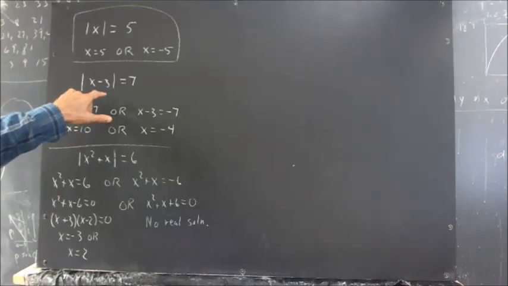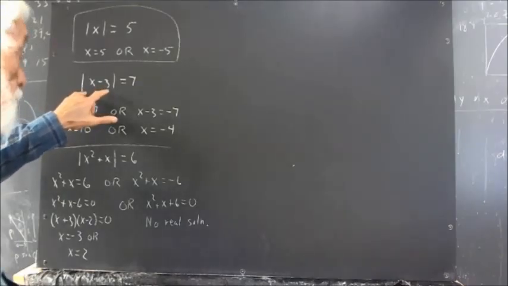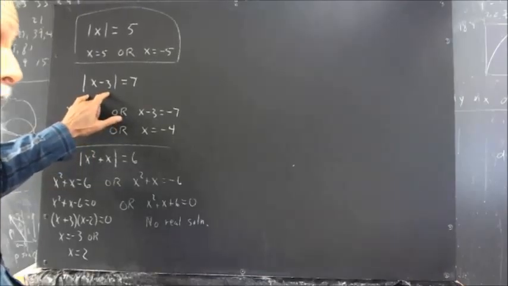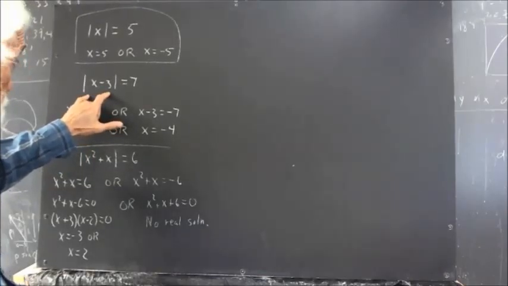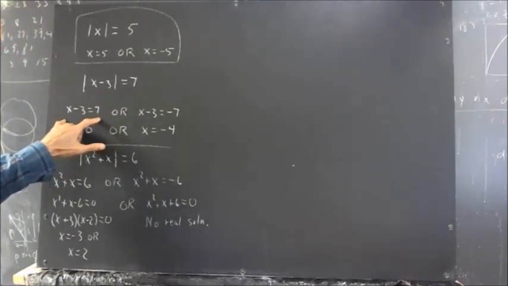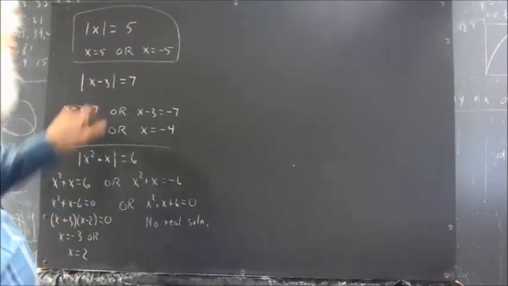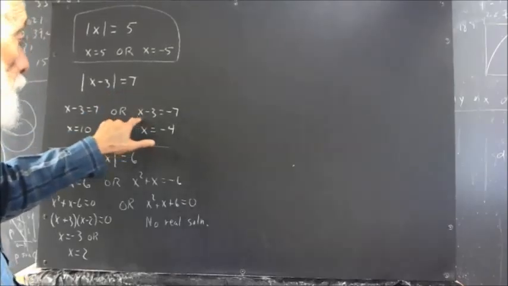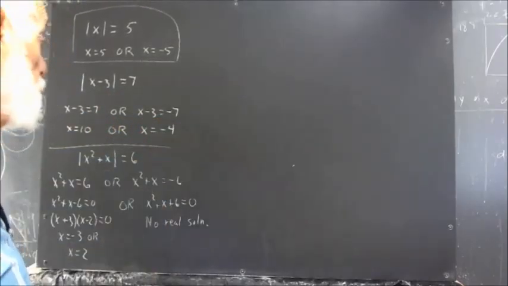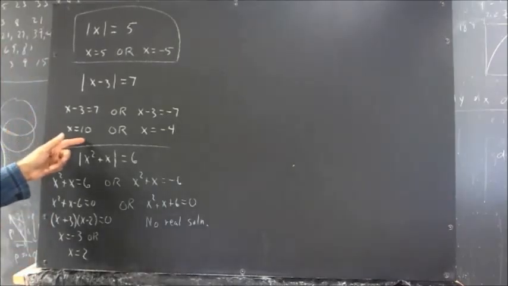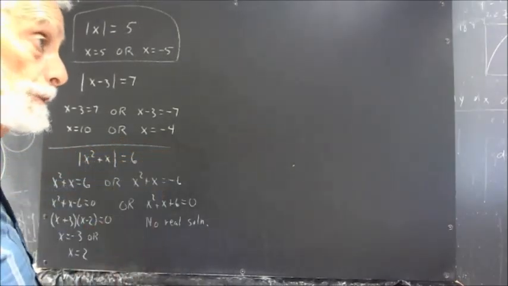Well, if the absolute value of something equals 7, that something has to either be 7 or negative 7. So if x minus 3 is 7, then its absolute value is 7. So x minus 3 equals 7 gives you a solution to the equation. But if x minus 3 is negative 7, its absolute value is still 7. So x minus 3 equals negative 7 gives you a solution to the equation. Solving, we get x equals 10 or x equals negative 4.